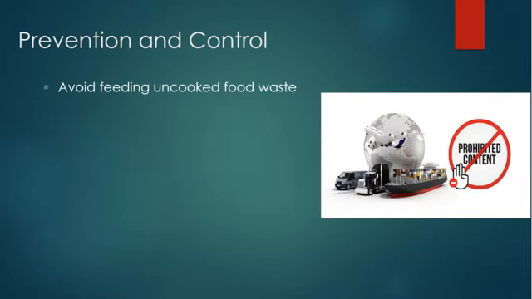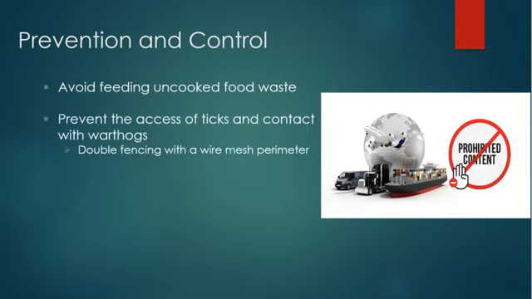So probably one of the biggest ways of actually controlling the disease is to avoid feeding uncooked waste to pigs. You could also prevent the access of ticks in contact with warthogs. So ideally how a lot of piggeries do this, they'll spray an acaricide, something that kills ticks, in the piggeries. Or they could just put as much fencing as possible around the piggery to make sure they don't come in.